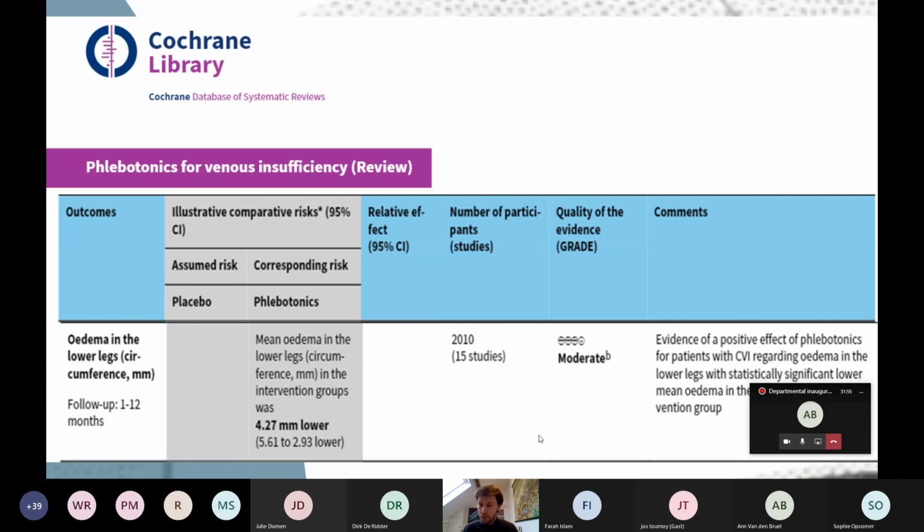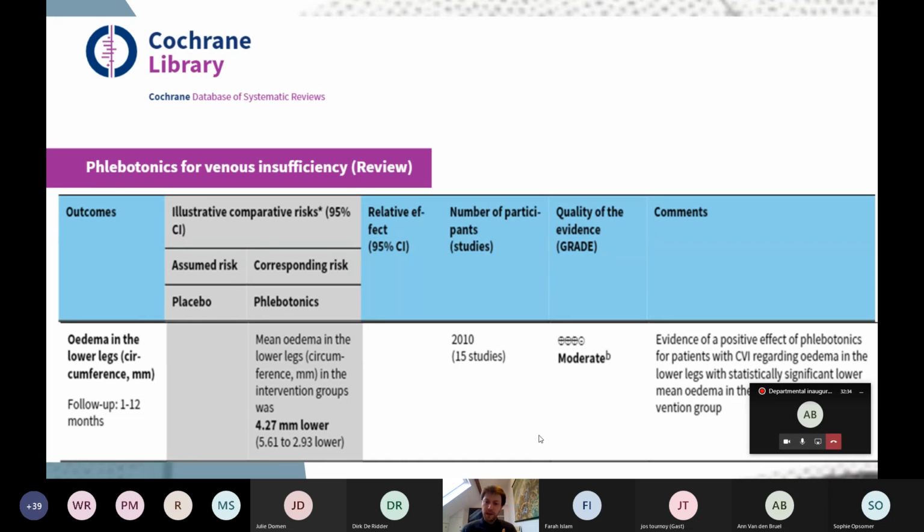And in this case, there is a moderate quality or certainty of evidence that these phlebotonics can diminish the edema, or can lower the circumference of the lower leg in patients with chronic venous disease. And that means that we're quite certain that the effect that we're measuring in studies has the right direction, so it certainly lowers it. We may not be entirely certain of the exact effect size, but it's certainly in this ballpark, and it won't be 100% higher, and it certainly won't be 100% lower.